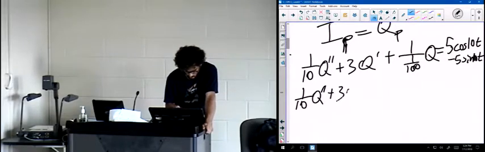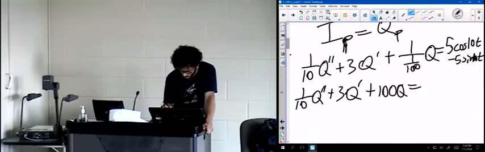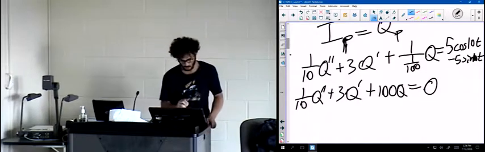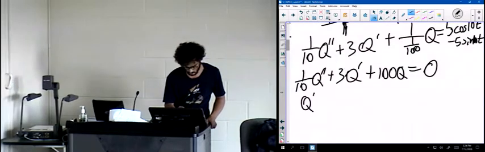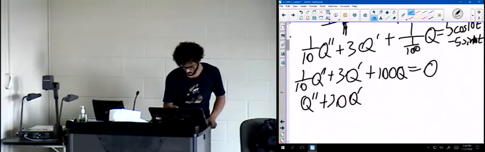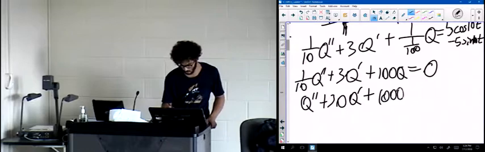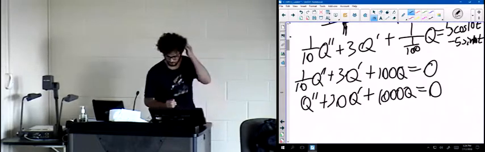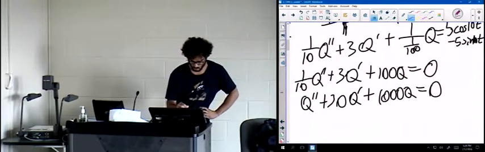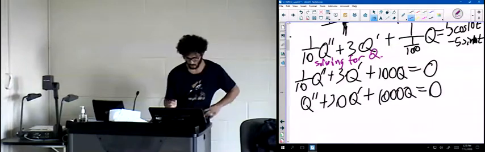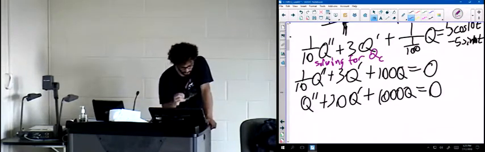So we'll look at this equation. And I'm going to multiply by 10, get rid of that fraction. I don't like that fraction. 1,000. And it's still 0. So I'm going to make a note: solving for Q sub C. Okay? That's what we're doing right now.